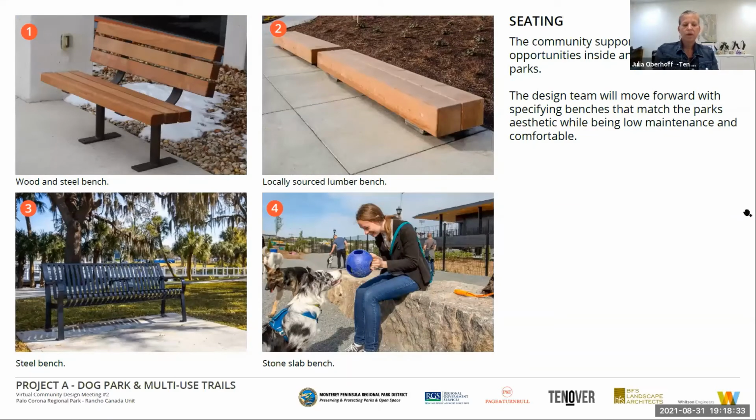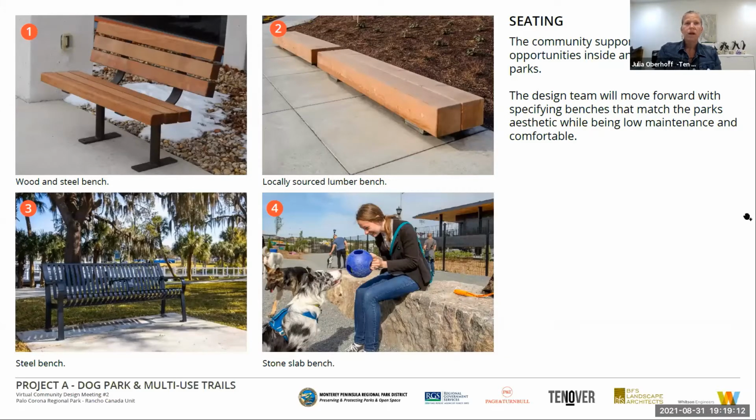As for seating, we have the opportunity to provide some seating within the dog parks. So what we've done here is show you a variety of seating types. Benches that have seat backs, benches that are simply more minimal in nature without the seat backs. Images 2 and 4 show heavy timber or stone seating bench elements, and images 1 and 3 show some options for benches with seat backs.